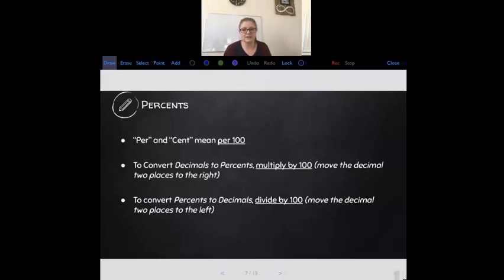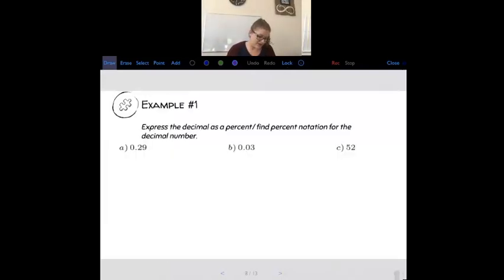And so we'll take a look at an application problem related to that later on. Okay, so example number 1: express the decimal as a percent, or find the percent notation for the decimal number. I try to include the different instructions that are in my lab just to associate what we're doing.